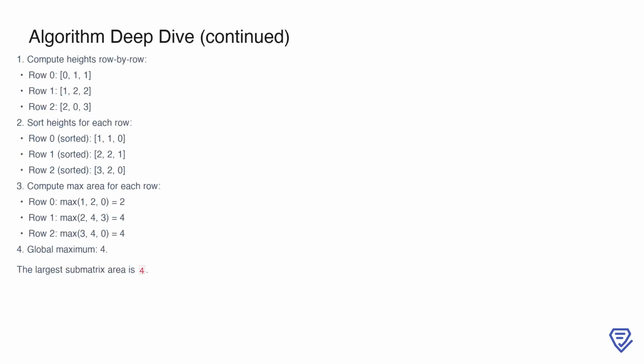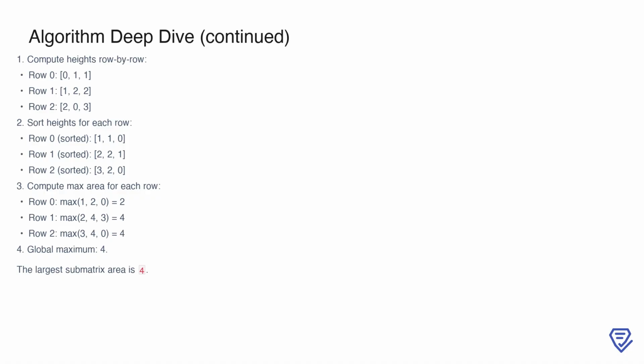To tie everything together, let's walk through an example with the input matrix [0, 1, 1], [1, 1, 1], [0, 1, 1]... as given: 0, 1, 1, 1, 1, 1, 1, 0, 1. First, we compute the heights array row by row. For the first row, the heights are 0, 1, 1. For the second row, they update to 1, 2, 2, based on consecutive ones. For the third row, the heights are 2, 0, 3.